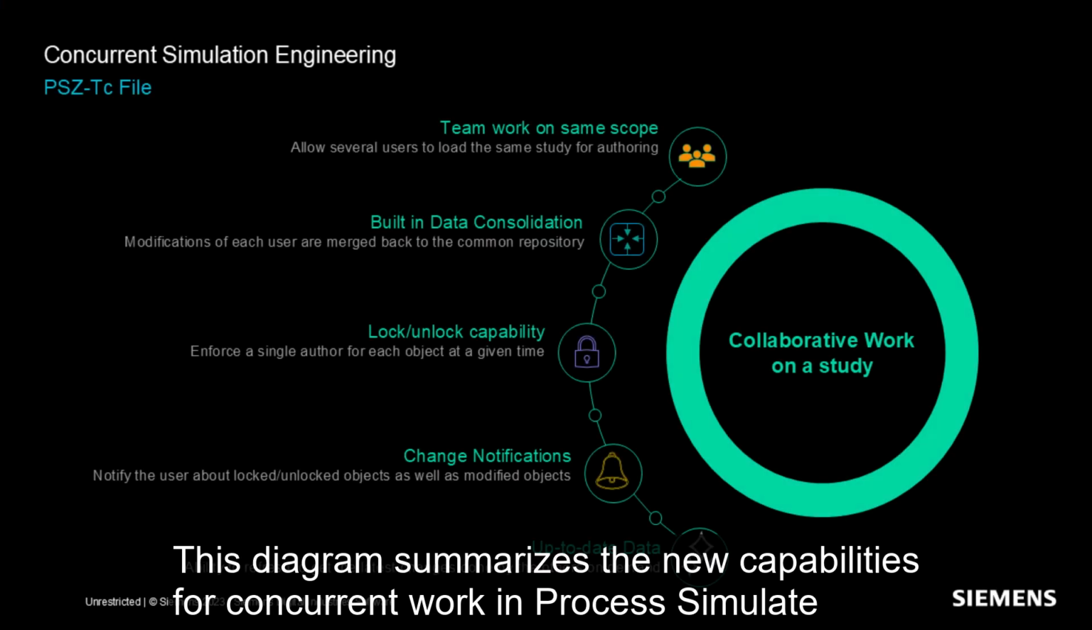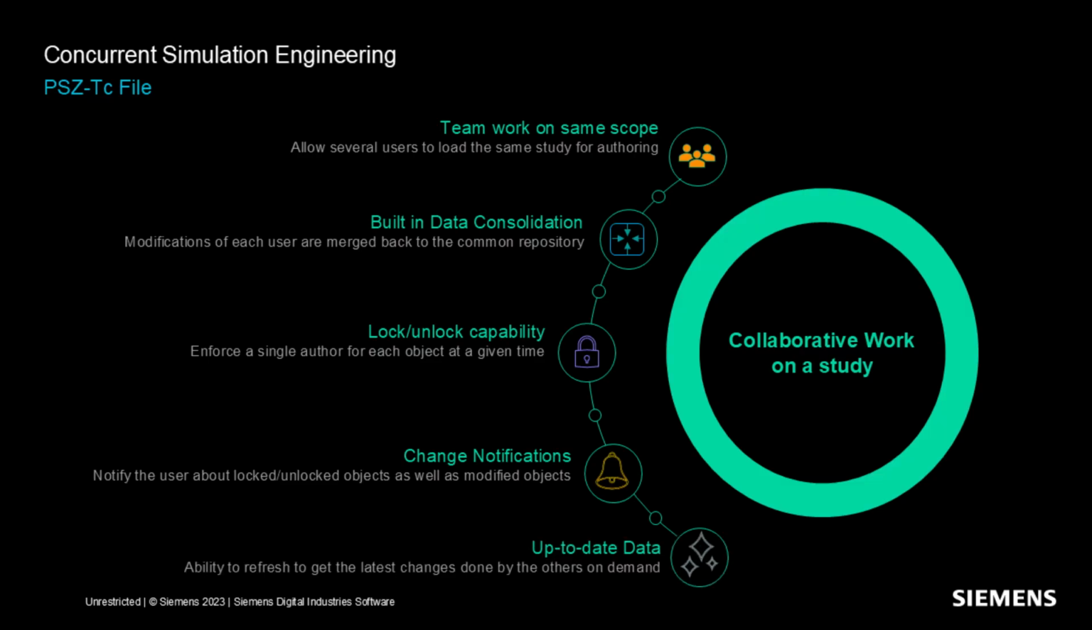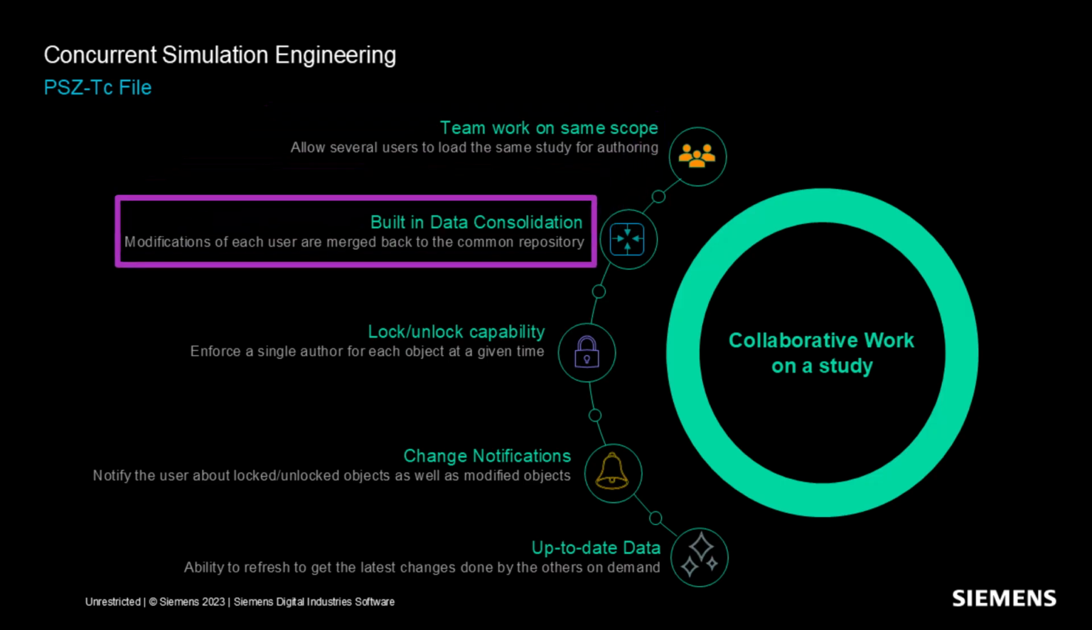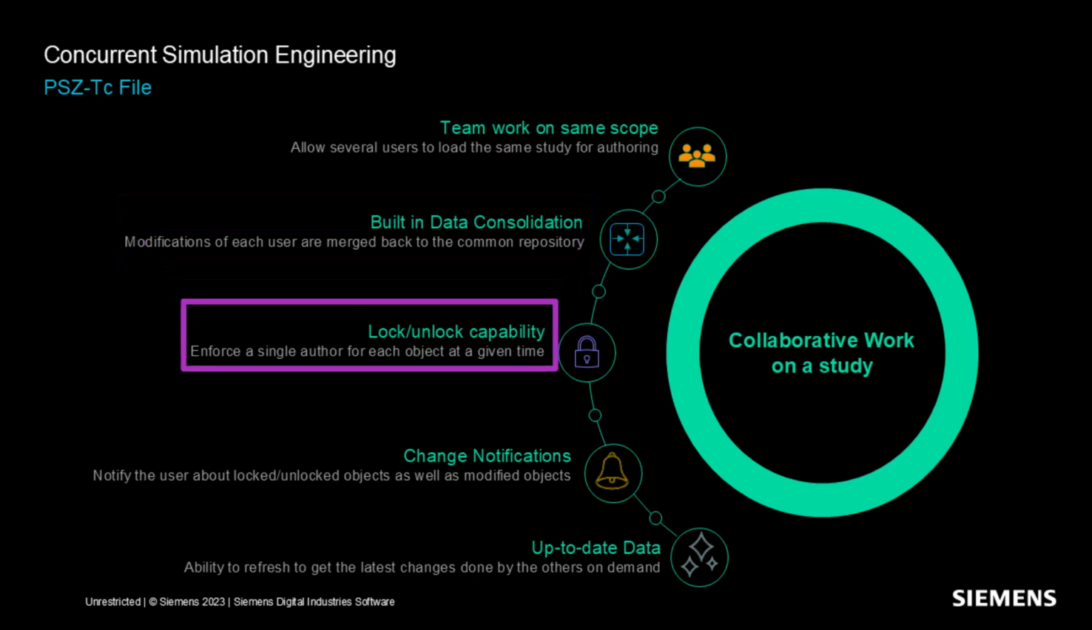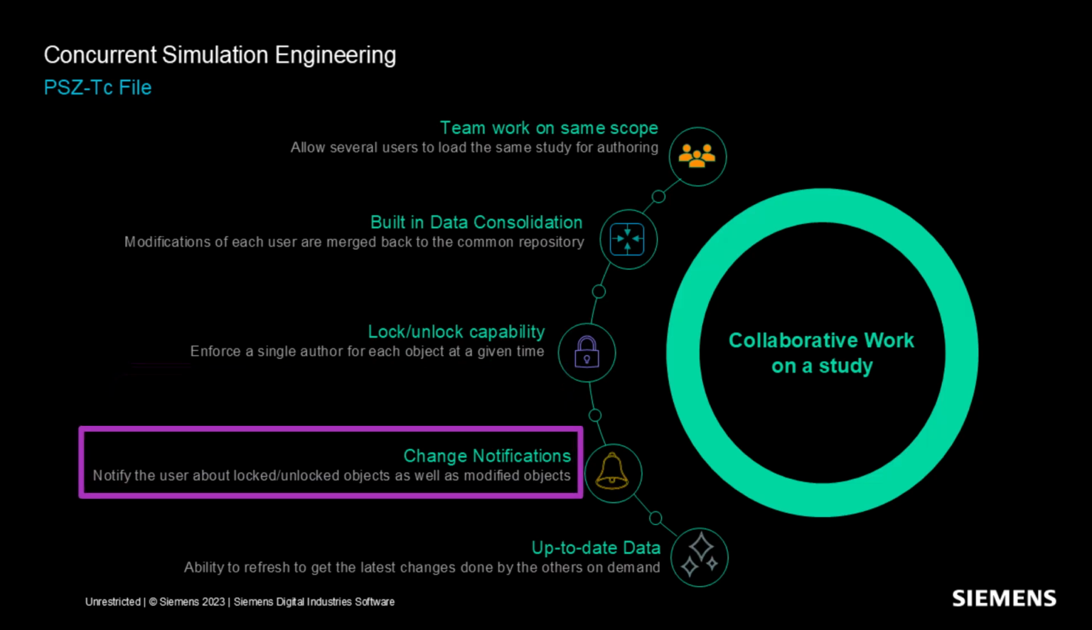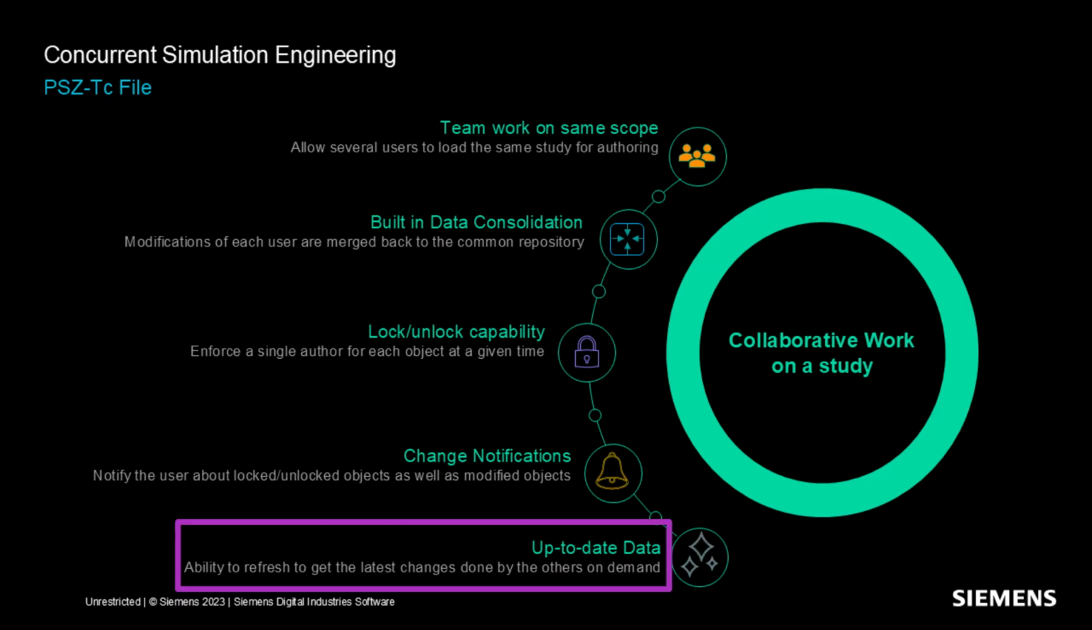This diagram summarizes the new capabilities for concurrent work in Process Simulate. Enables concurrent work by multiple collaborators. Modifications of all collaborators are merged into a common repository. System employs locks to enforce editing by a single user. System sends lock/unlock and modification notifications. On-demand refresh capability to view the latest data updates.